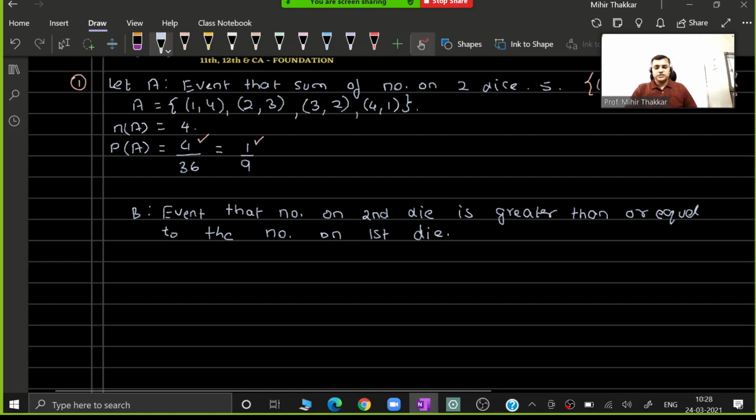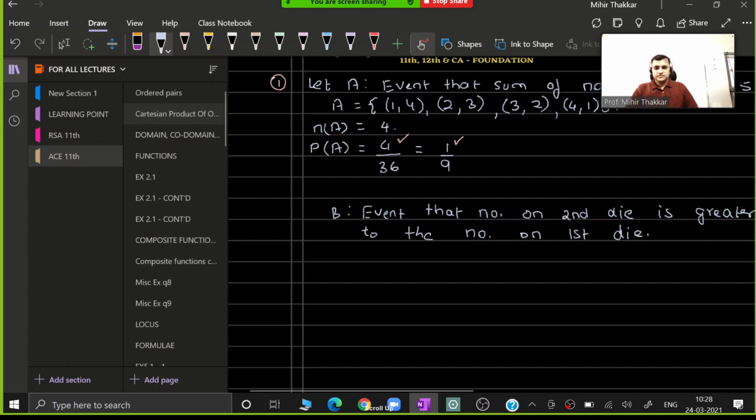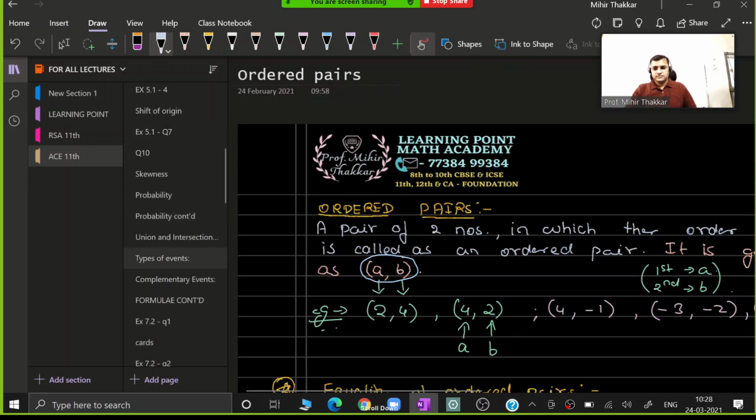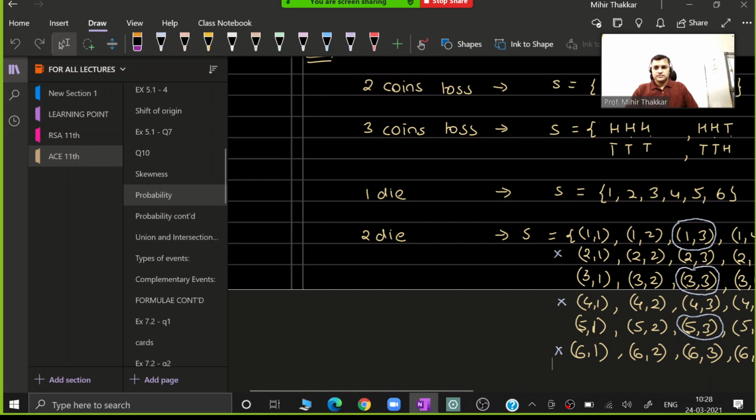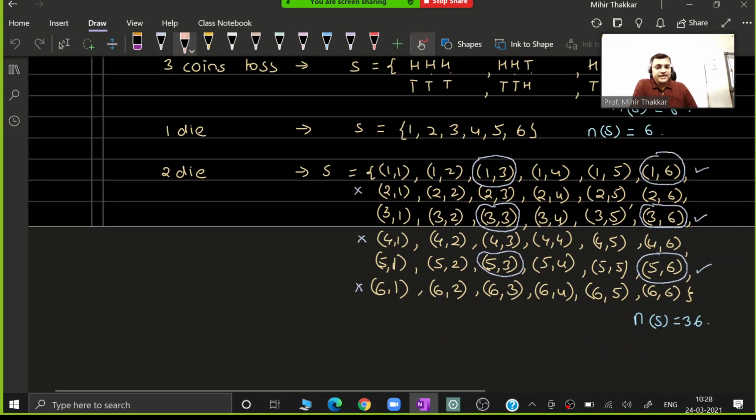So in that case, what are the possibilities? Let us understand that. We have the sample space right there in front of us. If I want the number on the second die greater than the number on the first die, these are all the possible outcomes in the first row: 1 2, 1 3, 1 4, 1 5 and 1 6. But he has told us greater than or equal to, so I can also consider 1 comma 1.